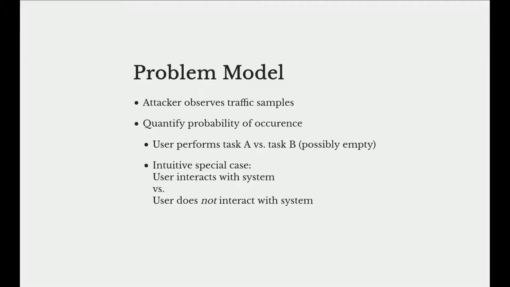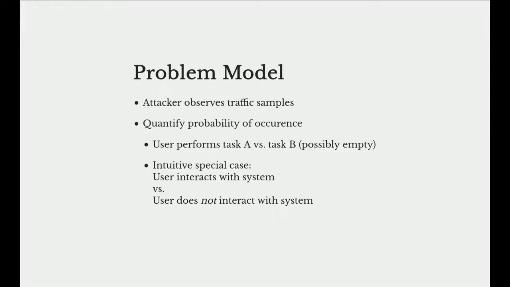An intuitive special case of this is, for example, task A is the user interacts with the system by pressing a light switch, versus task B, the user does not interact with the system at all during the given time frame. The attacker then captures the traffic of the system, for example, an empty observation over a period of a minute, and then, of course, in this case, the attacker is able to determine that the user did not interact with the light switch, but instead did not interact with the system at all.